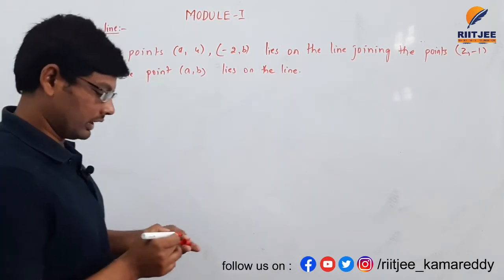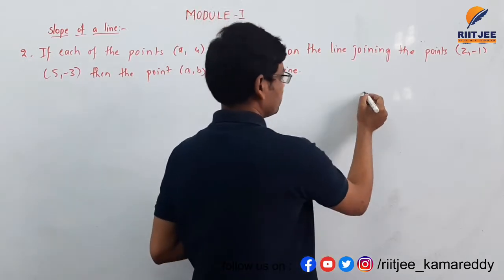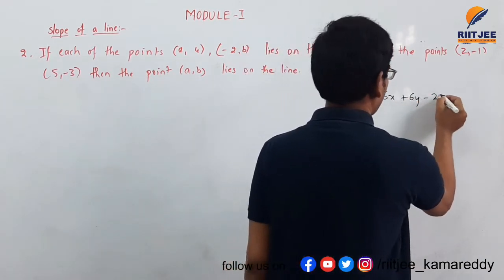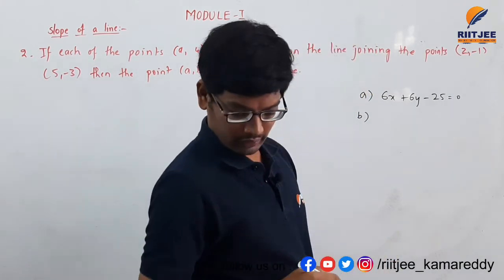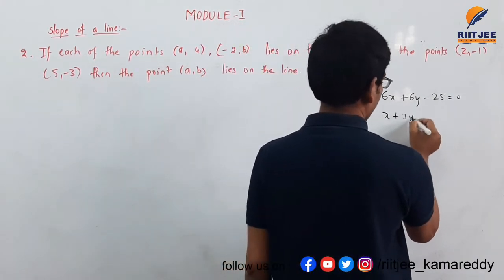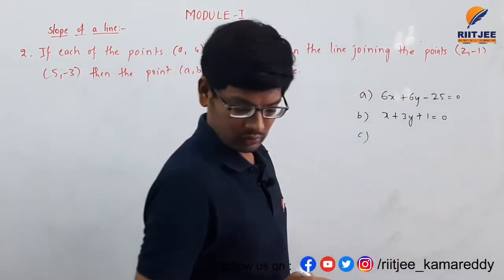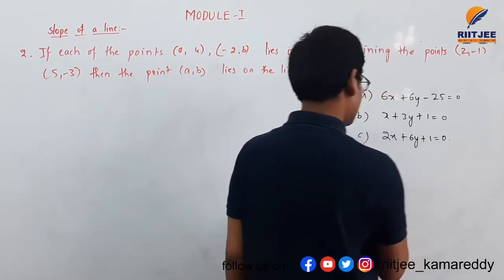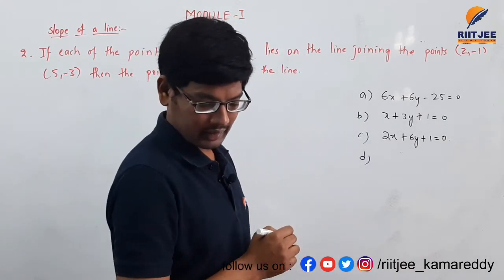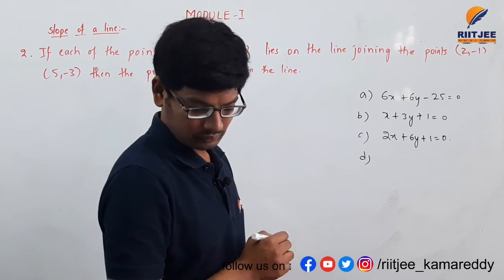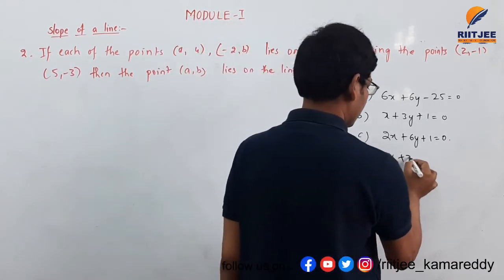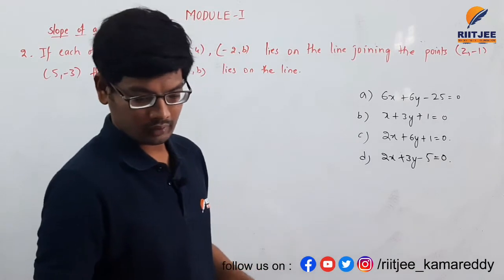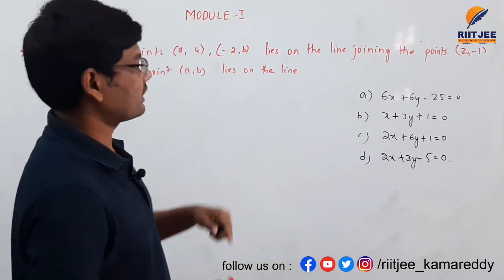So for this problem we require the options here. The first one: 6x + 6y - 25 = 0, and b is x + 3y + 1 = 0, and c is 2x + 6y + 1 = 0, and d is 2x + 3y - 5 = 0. So these are the options here.